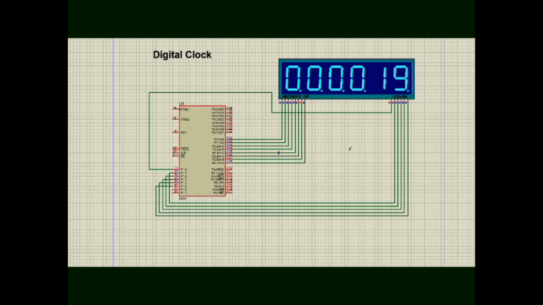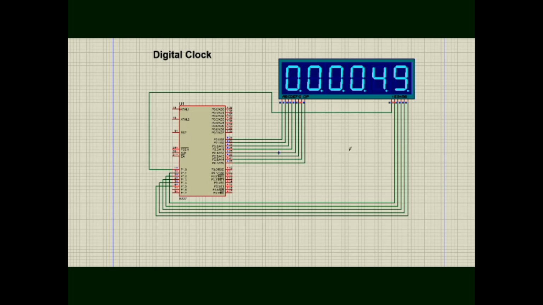Port 2 of 8051 sends segment data to control which segment lights up. Port 1 is used to select which of the 8 digits on the display is currently active, using the concept of multiplexing. Only one digit is turned on at a time, but switching happens fast enough that all digits appear lit simultaneously. An internal timer in 8051 keeps track of time by generating delays and updating the digits every second.